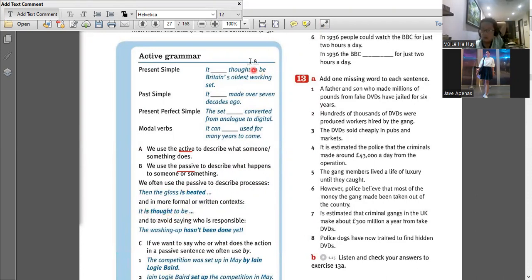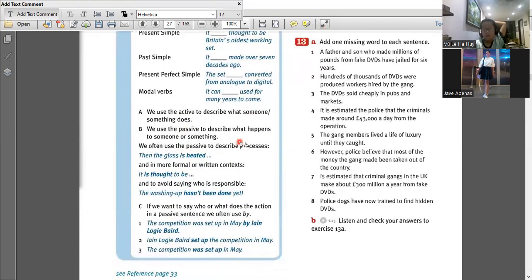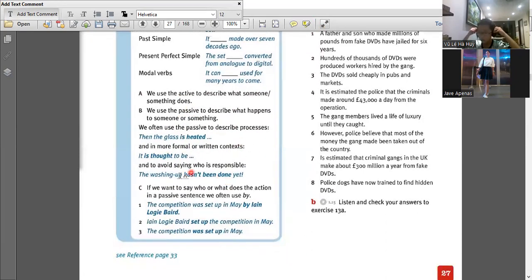Thought to be. Okay, another one. And to avoid saying who is responsible, right? This is the tip. The washing up hasn't been done yet. So we use what verb? Hasn't been done. Okay. Next one. If we want to say who or what does the action in a passive sentence, we often use by. Again, you remember by is used to identify someone. The word by.